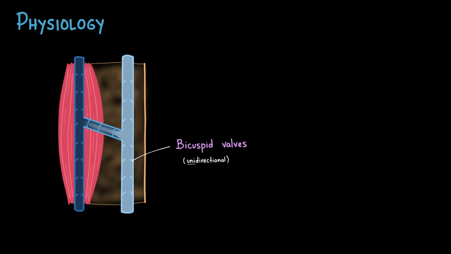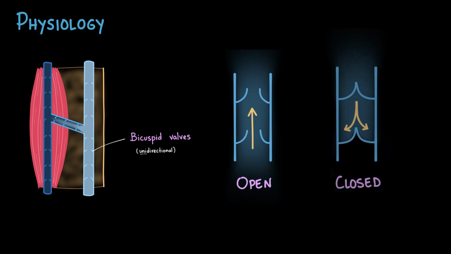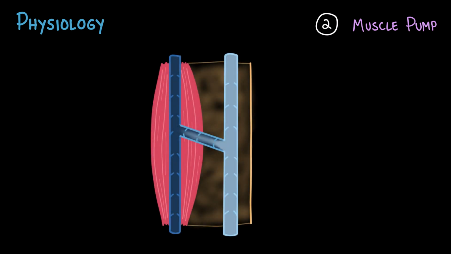So think of them like tiny doors. They open to let blood move up and then close to stop it from slipping back down. This series of one-way valves throughout the leg veins work together to prevent reflux and keep blood moving efficiently against gravity. Now, those valves work hand in hand with the muscles, which leads us to the second key mechanism, the muscle pump. Valves and muscles work together to push blood back up toward the heart, helping it fight against gravity.